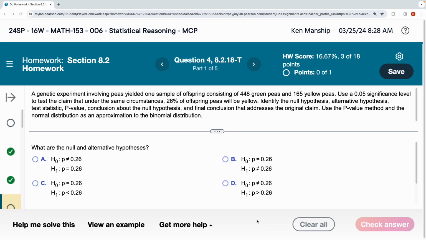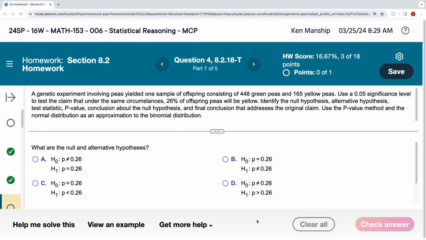Okay, this is an exercise from section 8.2, testing a claim about a proportion. This is question 4, or you can refer to it as 8.2.18-T. Now, in this exercise, a genetic experiment involving peas yielded one sample of offspring consisting of 448 green peas and 165 yellow peas. Use a 0.05 significance level to test the claim that under the same circumstances, 26% of offspring peas will be yellow.